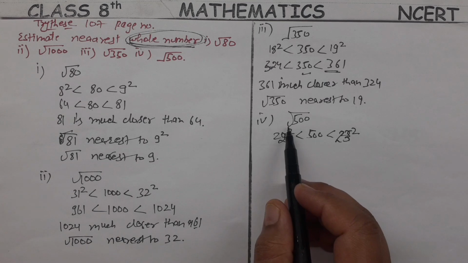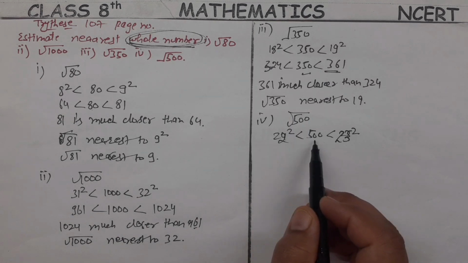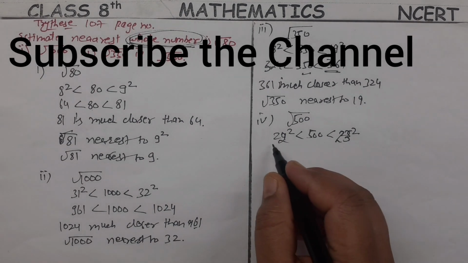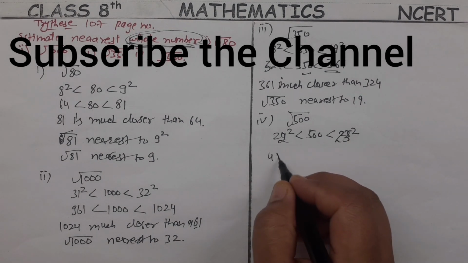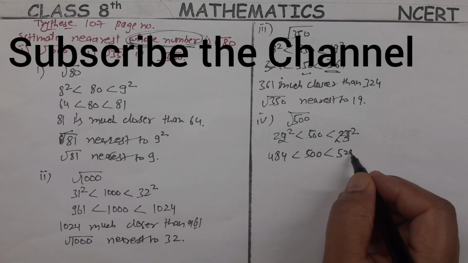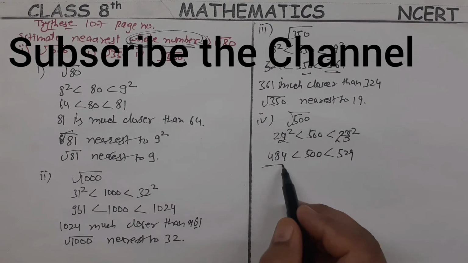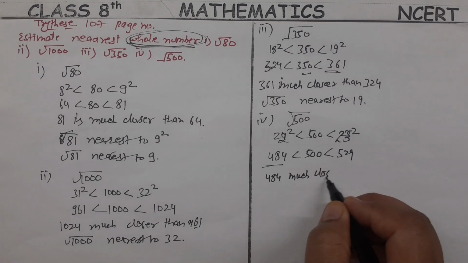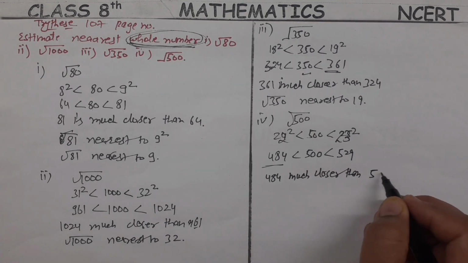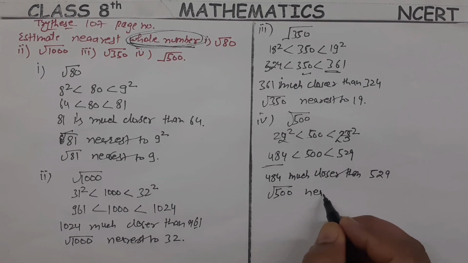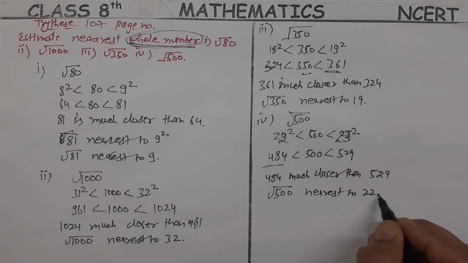Next part, root 500. 22 square is less than 500. 500 is less than 23 square. The square of 22 is 484, which is less than 500. 23 square is 529. Here 484 is much closer than 529. So the square root of 500 is nearest to 22. Thank you.